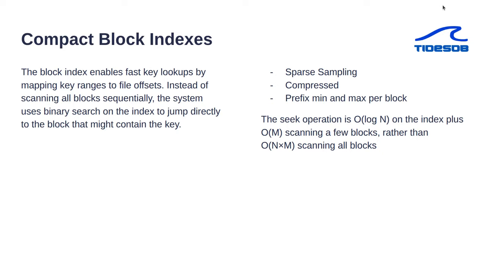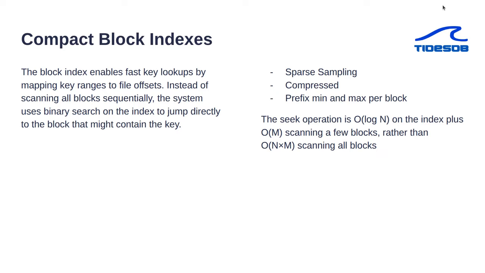So the block indexes enable fast key lookups by mapping the key range per block to file offsets, essentially. So instead of having to scan all these klog blocks sequentially, we can do a binary search utilizing the index and jump directly to the 64 KB block where the key might be.